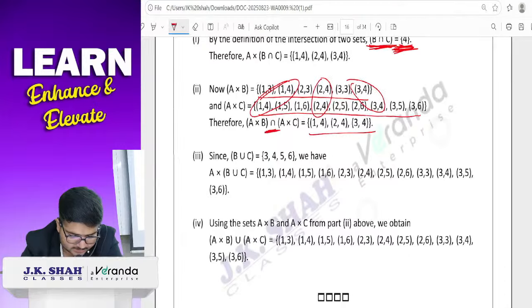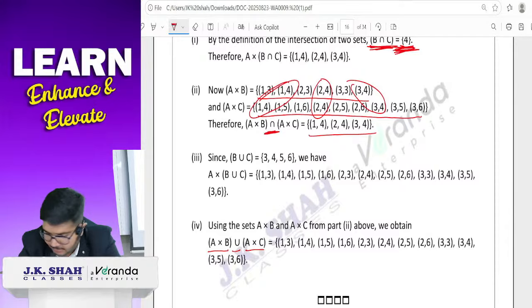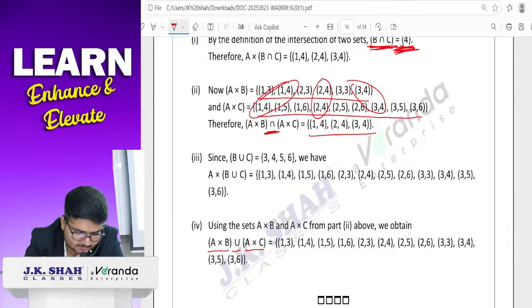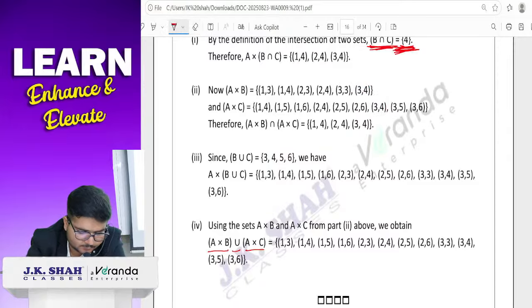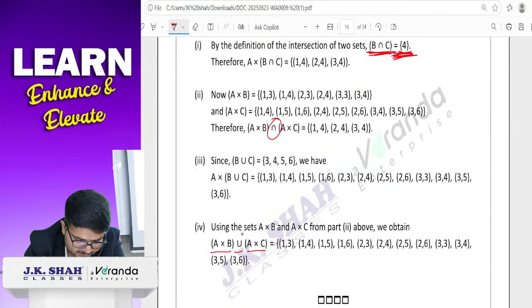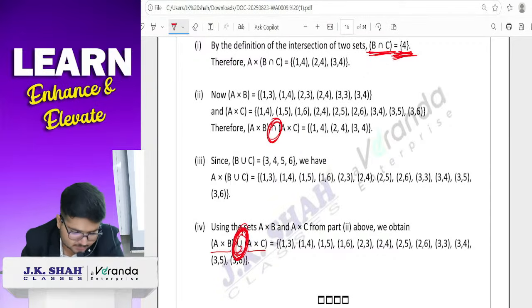In the fourth question it is asked A into B union A into C. This is the same sum, same as the second sum, but with a twist. Here you have to find the intersection, here you have to find the union. That is the only change. So here you were finding common elements, but here you have to put all the ordered pairs together of A into B and A into C.